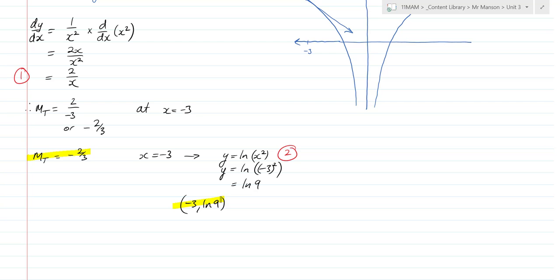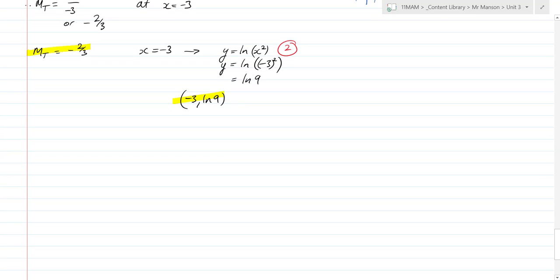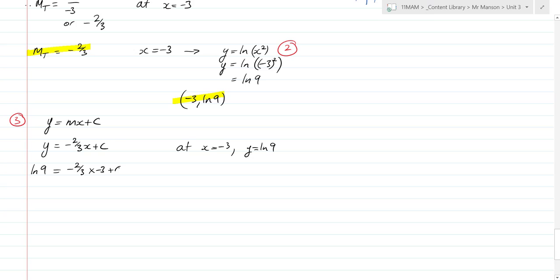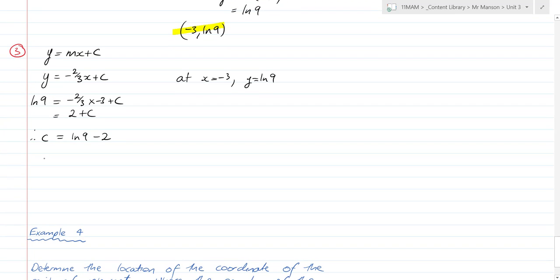Step 3 might be to find the gradient of the normal, but this question is not about the normal. Step 3 is going to be to say, well, y equals mx plus c. So y equals negative 2/3 x plus c. And at x equals negative 3, y equals the natural log of 9. So I get the natural log of 9 equals negative 2/3 times negative 3 plus c, which gives me 2 plus c. Therefore c is equal to the natural log of 9 minus 2, which is still positive but quite small, probably around 0.2 or 0.3. But my function is y equals negative 2/3 x plus ln 9 minus 2.